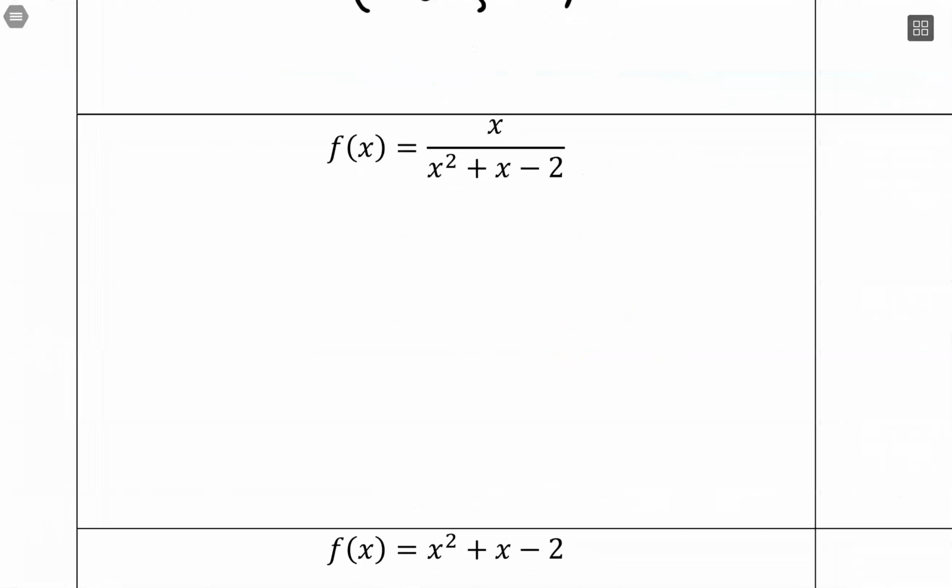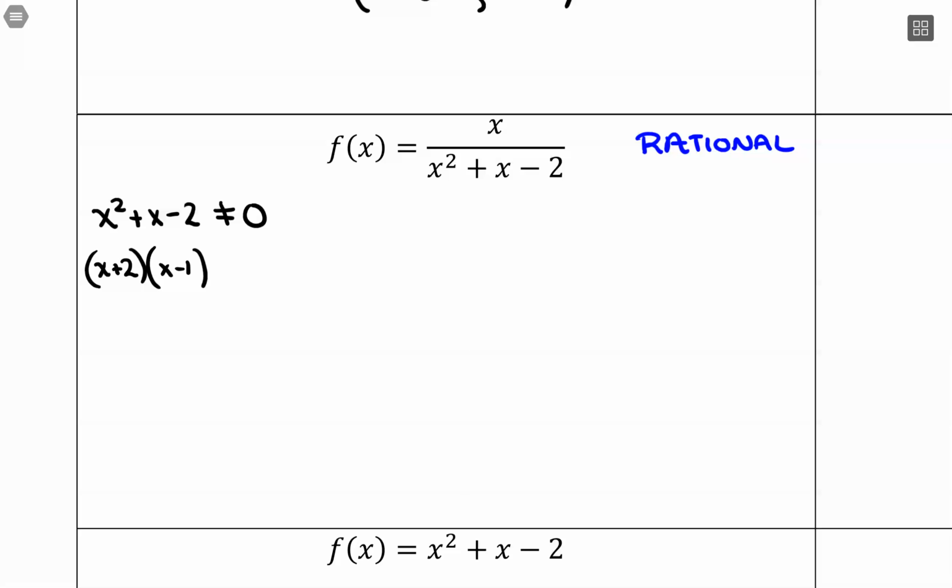Alright, our next function here, this is also rational. So with this, I want to take that denominator, x squared plus x minus 2, and say that cannot be 0. And then I'm just going to solve this like a quadratic equation. So I'm going to factor, which would be (x plus 2)(x minus 1). And that cannot equal 0. And I'm going to separate it up. So x plus 2 cannot be equal to 0. x minus 1 cannot be equal to 0. So x is not allowed to be negative 2.